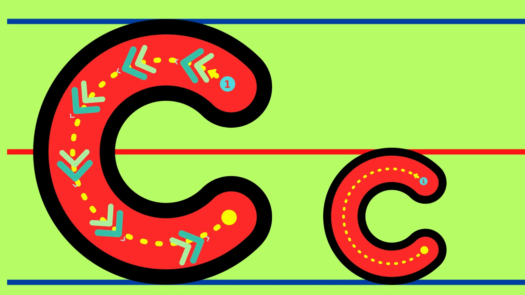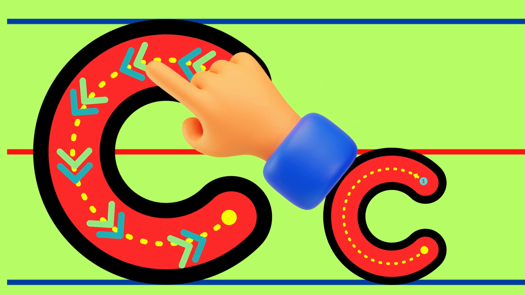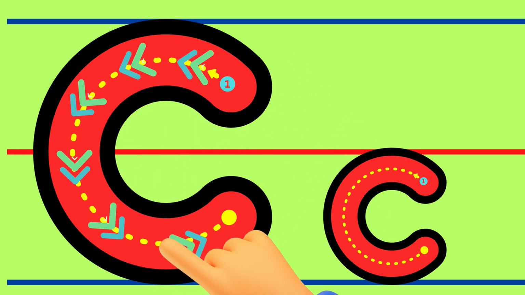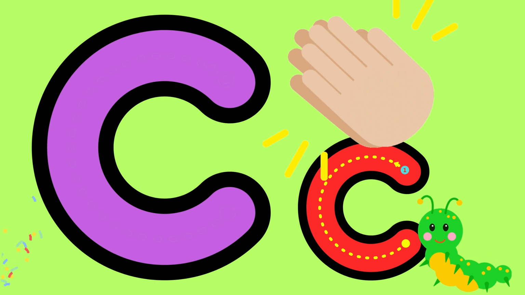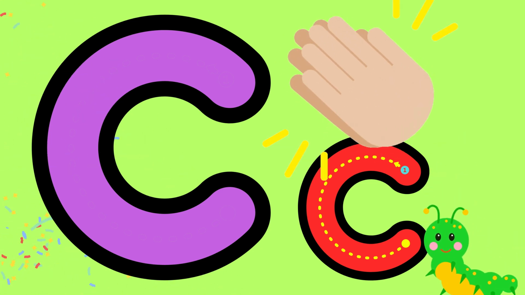Let's go! Start at the top and draw a curved line all the way down to the bottom. You can follow the arrows. Yay! You just learned to write the big letter C.